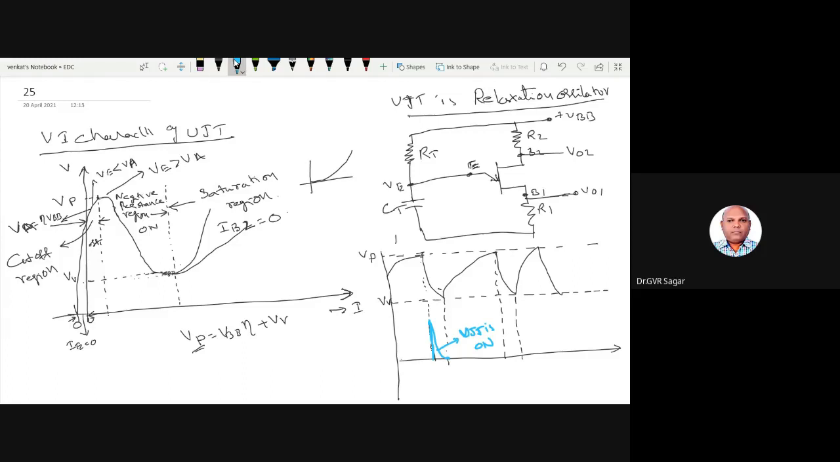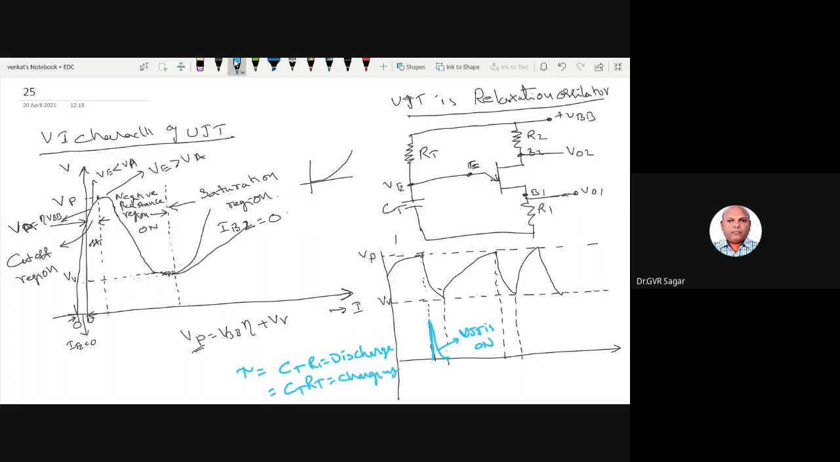Then again the capacitor is charging. So capacitor discharging is through the emitter resistance R1, right? The discharging time constant is C into R1. The discharging time constant, I think you know time constant. Time constant is tau. So C into R1 is the discharge time constant, and CT into RT is called charging.